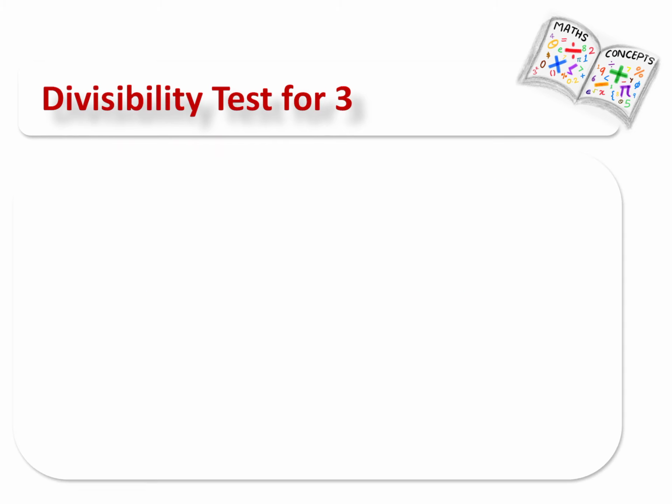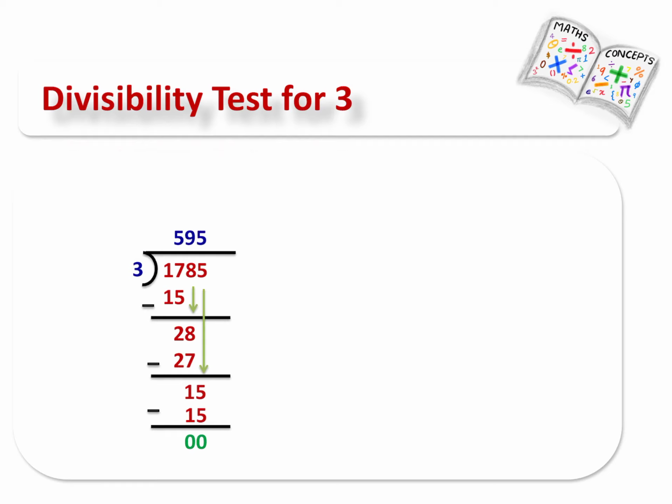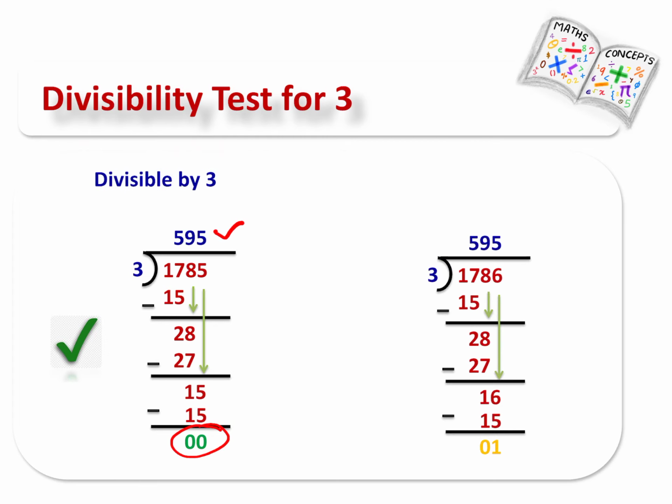Okay, let's validate these examples by actually performing the division. We are performing this division just for our understanding. So first example, 1785 divided by 3 gives us quotient as 595 and remainder as 0, which means it is divisible by 3. And next example is 1786 divided by 3 gives us quotient of 595 but remainder as 1, and that's why we see that it is not divisible by 3.